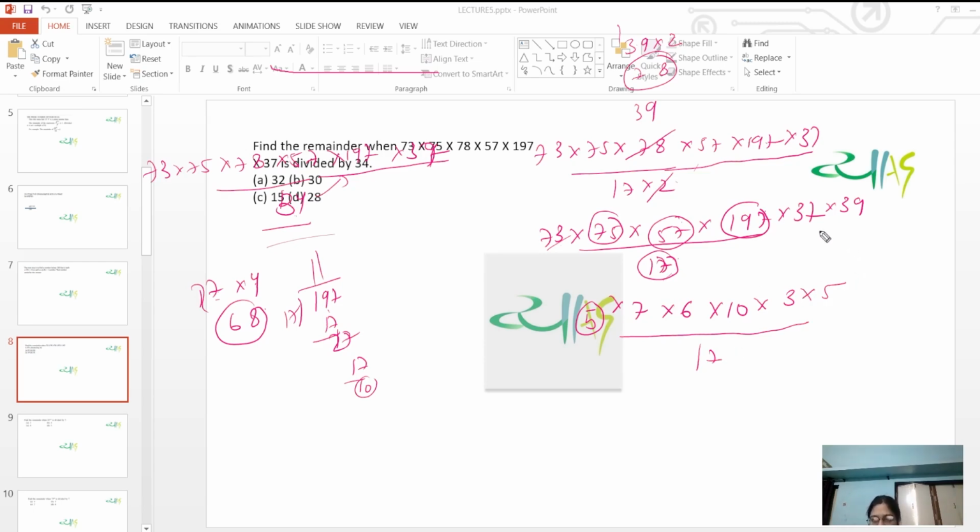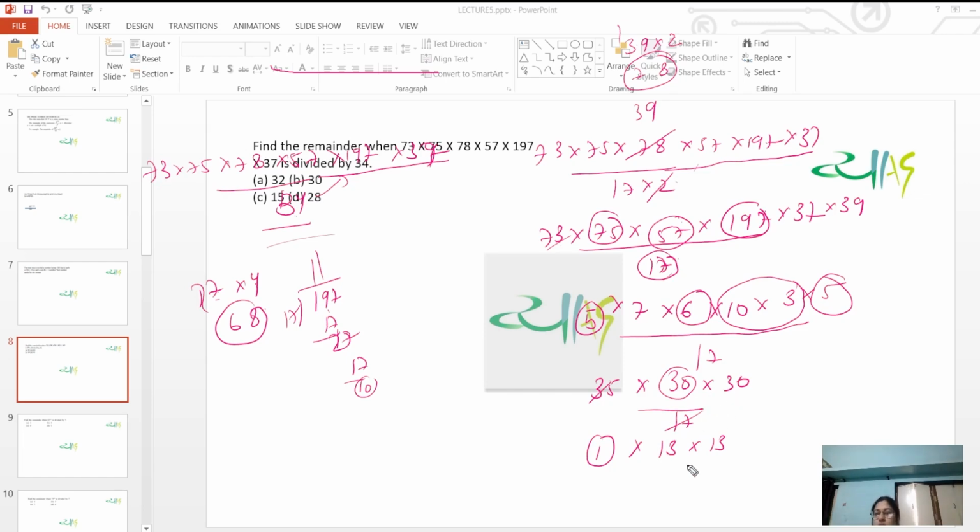So now you are left with these numbers. Let's just put it in this format. So you have basically 35 into 30 into 30 divided by 17. So here you will get remainder as 1, here remainder as 1, here you will get remainder as 13, and here you will again get remainder as 13.